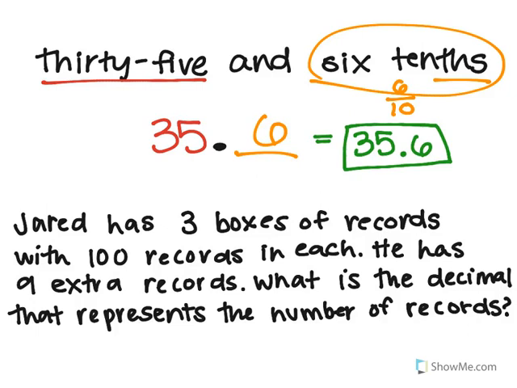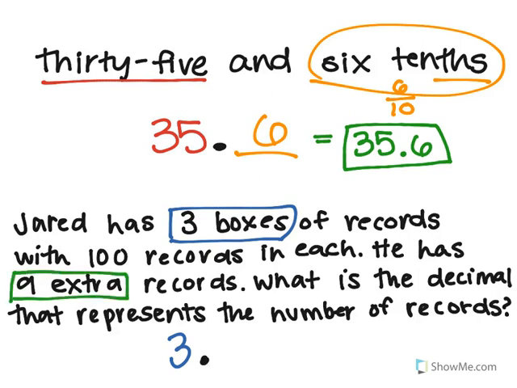Just like that. Now for this last one, it says Jared has 3 boxes of records with 100 records in each. He has 9 extra records. What is the decimal that represents the number of records? Well, how many whole boxes of records does Jared have? He's got 3 whole boxes, so that's my whole number, and it goes on the left side of the decimal. How many extra does he have? You're right, he has 9 extra. Out of how many? You're right, 100. So that puts a fraction of 9 100ths.